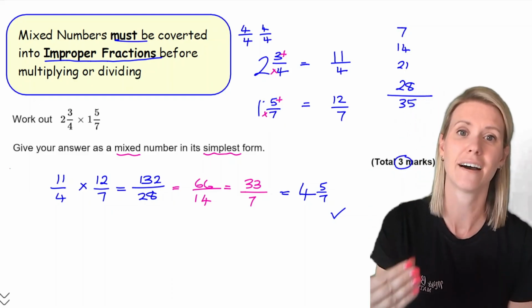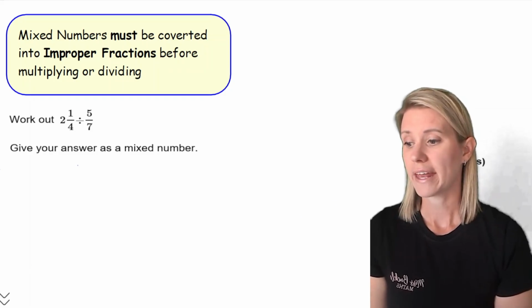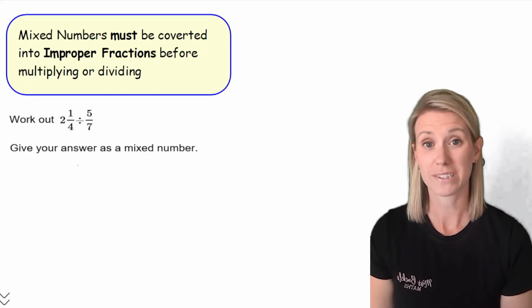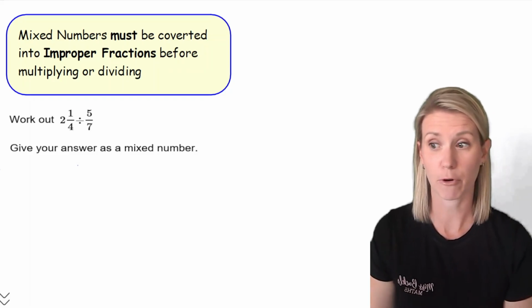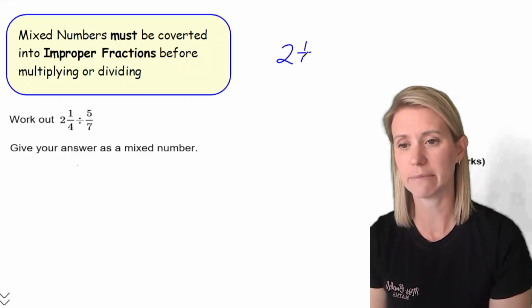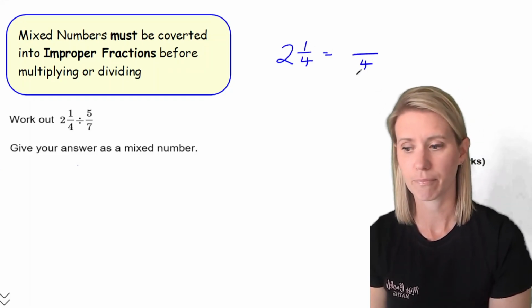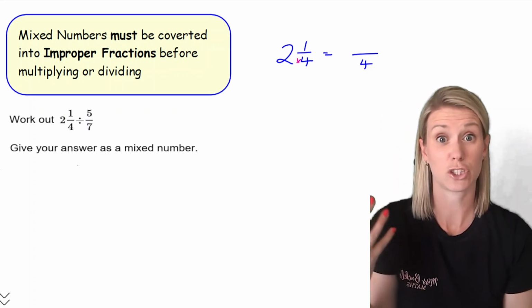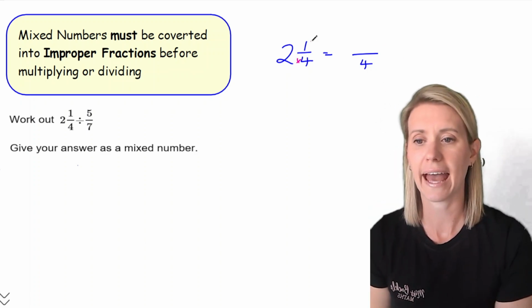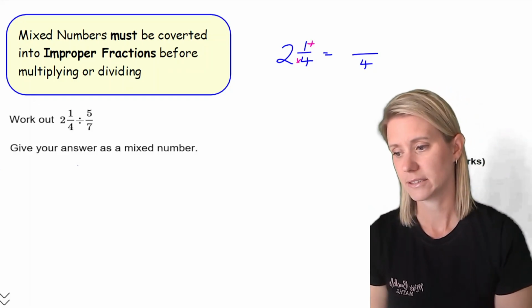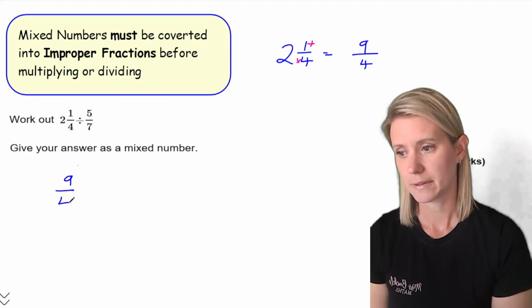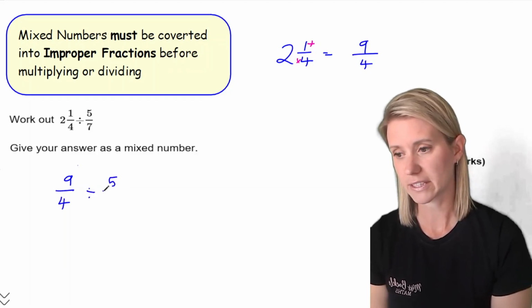And a division one then now with mixed numbers, working out 2 1/4 divided by 5/7. Once again, it has to be converted into an improper fraction first. So 2 1/4, keep the denominator the same. And we're doing 2 multiplied by 4, which is 8. That gives us our 2, 8/4. And then adding on that one at the end makes 9. So 9 quarters divided by 5/7.